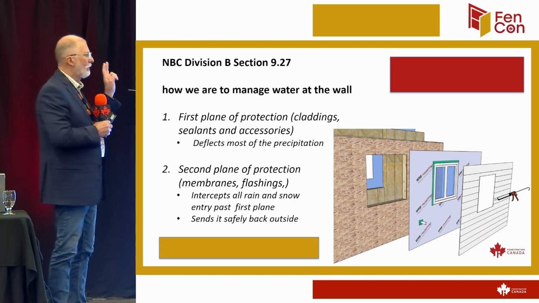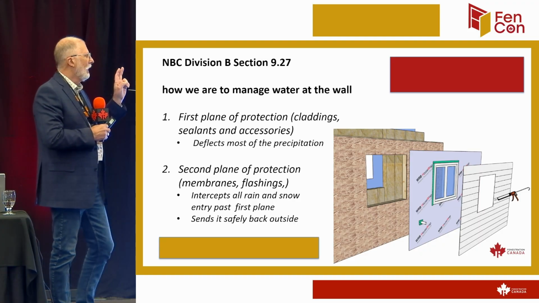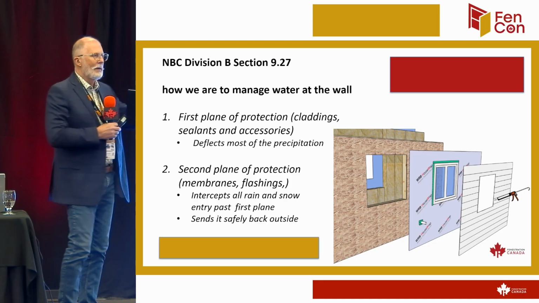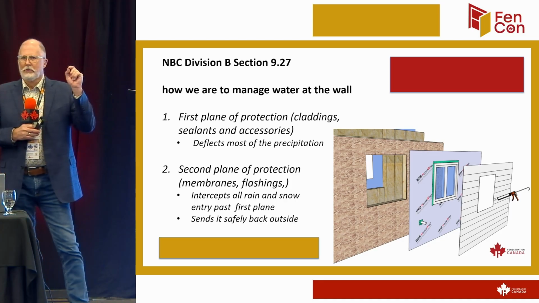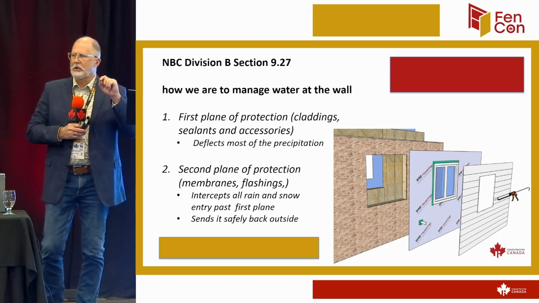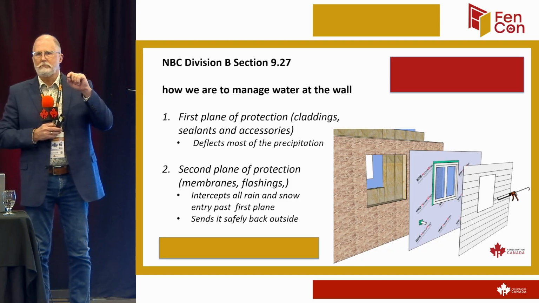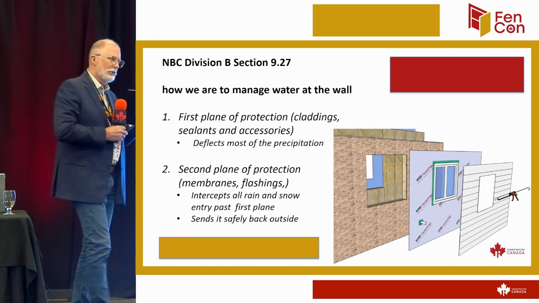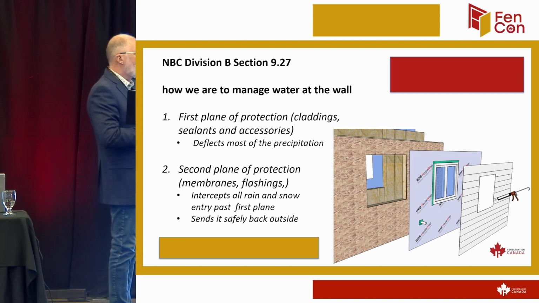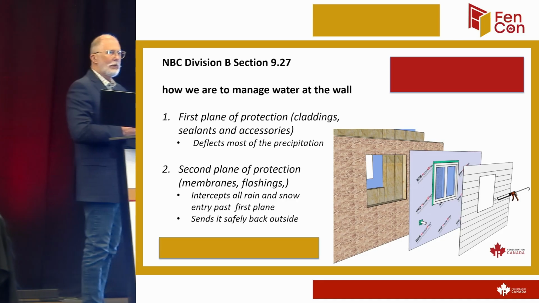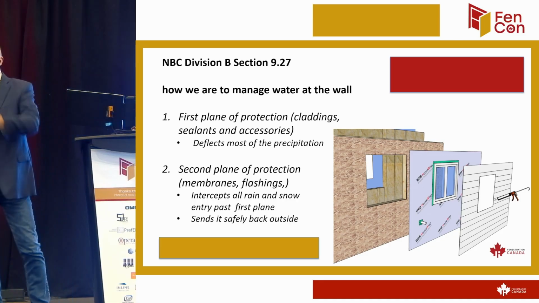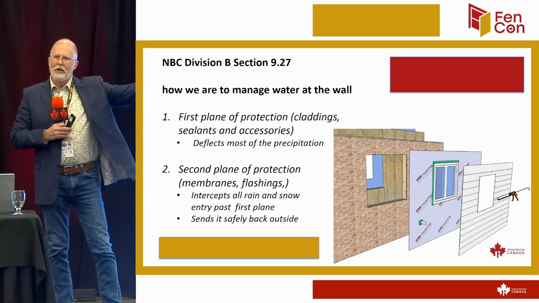The second plane of protection the building code talks about is the membranes and the flashing, and it uses the term intercepts. So in other words, we know that our exterior claddings are not waterproof. Water's going to get through them. So when it gets through them, that second plane of protection, which is water resilient, is going to collect that water. Part of the second plane is the flashing, so when it hits the flashing, it kicks it back out over to the exterior. So it evacuates that.